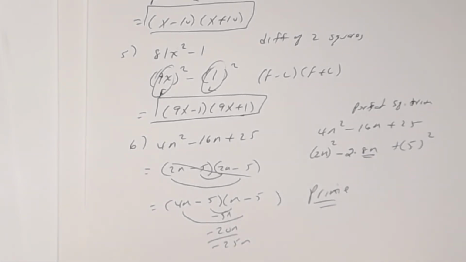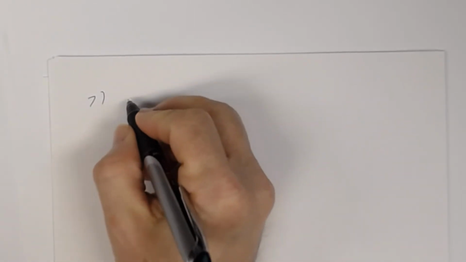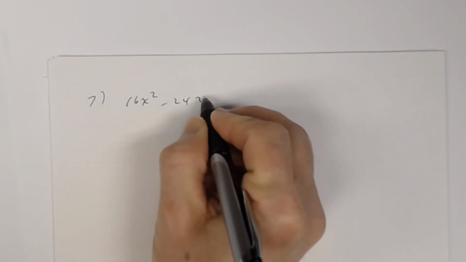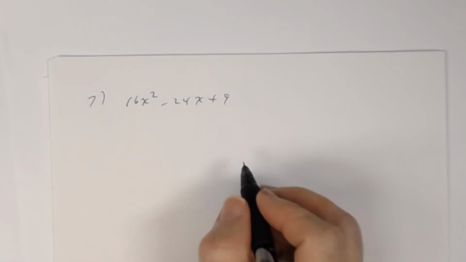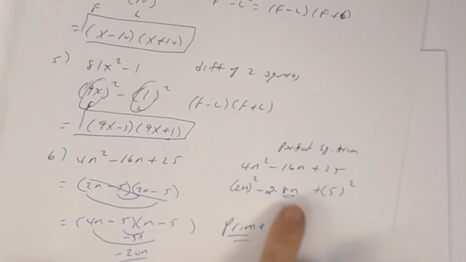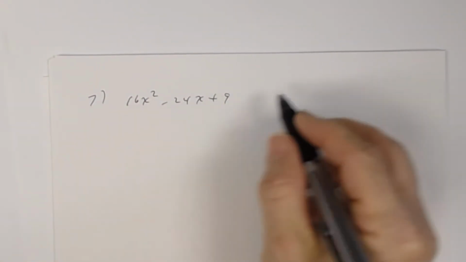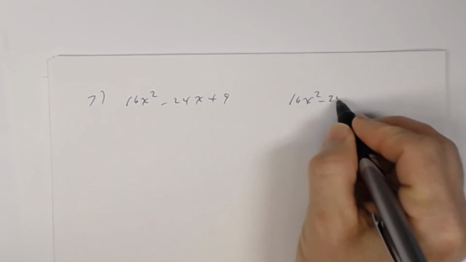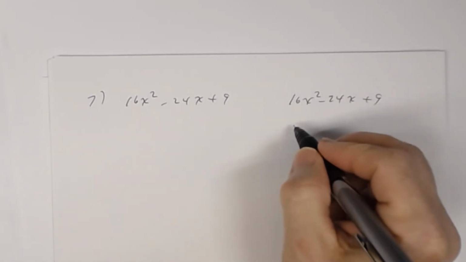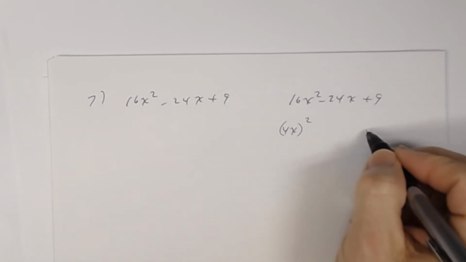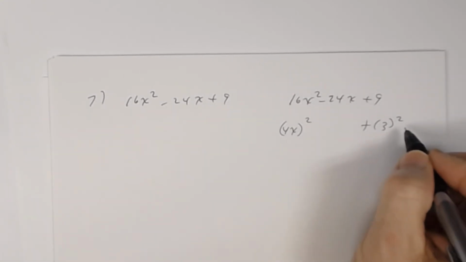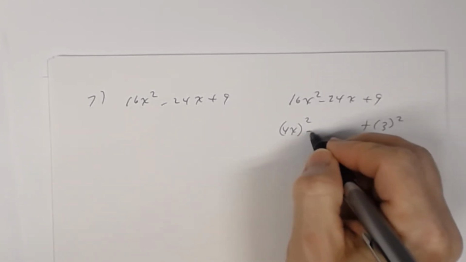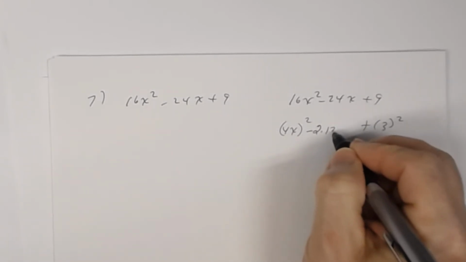Okay? All right, so number 7, we have 16x squared minus 24x plus 9. All right, now let's talk about what we were discussing a while ago. Let's do that still with number 7. I want you to notice that 16x squared I can write as 4x squared, and 9 I can write as 3 squared. And then I want you to notice 24x. 24x I can write as a negative 2 times, and then that's what, 12x?